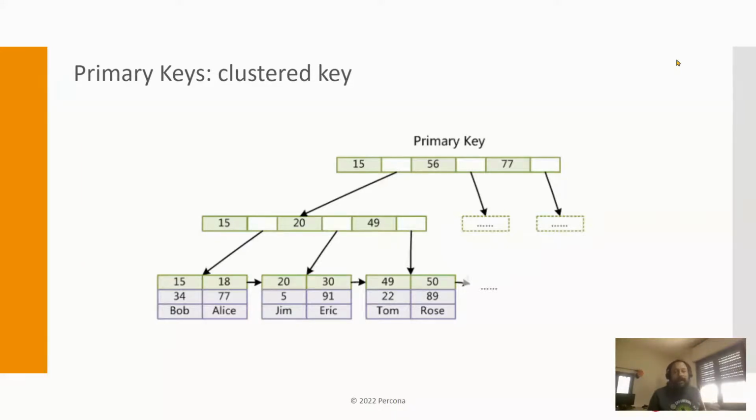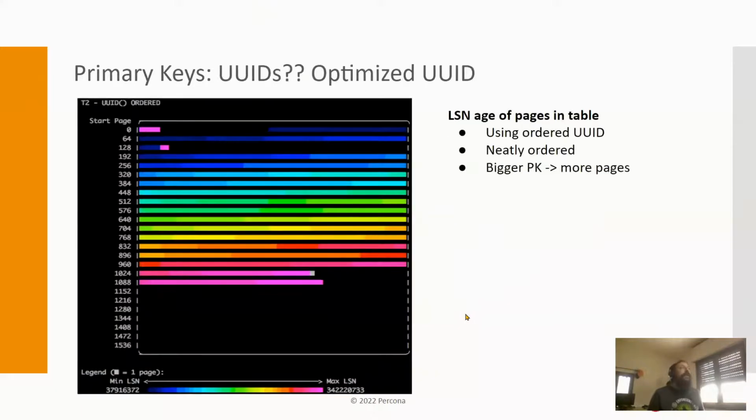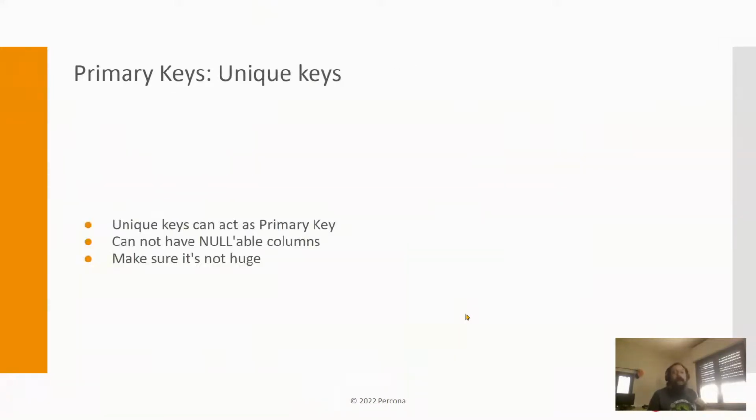InnoDB so desperately needs a primary key to actually store the rows somewhere. If you don't define a primary key, but you define a unique key that has no nullable columns, it will pick it up as the primary key itself. And it's totally valid. It's perfectly fine. You don't need to add extra columns to be the primary key.